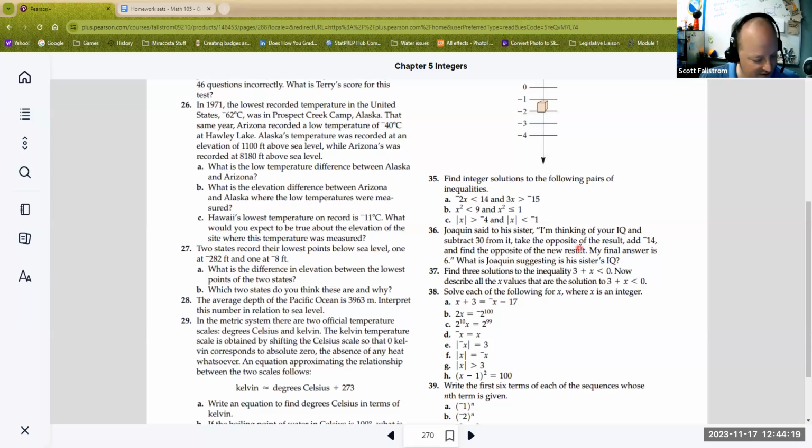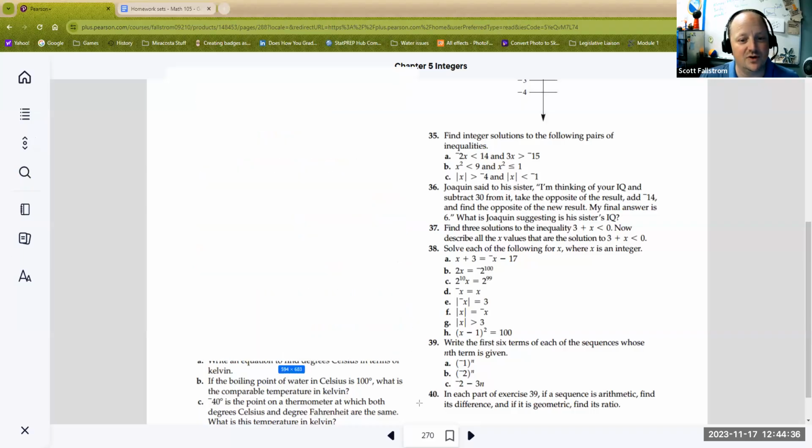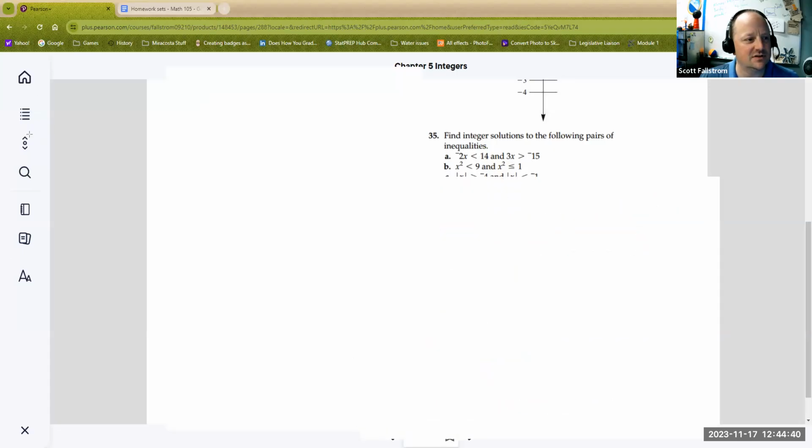Let's see here, 35 was one. Find integer solutions to the following pairs of inequalities. Yes, so this is an and statement, and going back, this is good. We're brushing up on these pieces. We're going all the way back to chapter 2. In chapter 2, we had statements that were written as and statements. So I'm going to cover some of them up. I'll do a couple others. I'm not going to do all parts of this one, but we'll get you going on the right track.